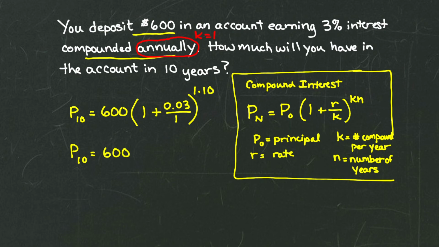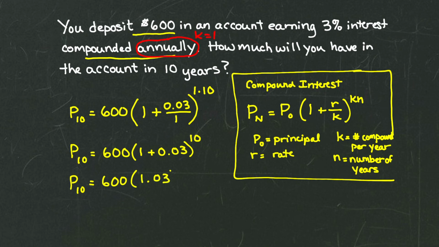That is 600 times, and I know that 0.03 divided by 1 is just 0.03. So what we have is 1 plus 0.03 raised to the 10th power. And I'm going to go one more step because I see right away that I can easily put together what's inside that parentheses. 1 plus 0.03 is just 1.03. So the thing that I have to evaluate on my calculator is simply 600 times 1.03 to the 10th power.